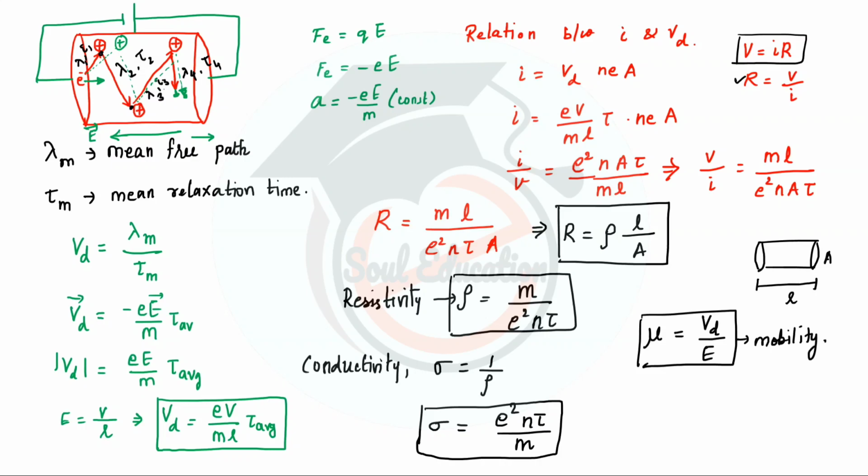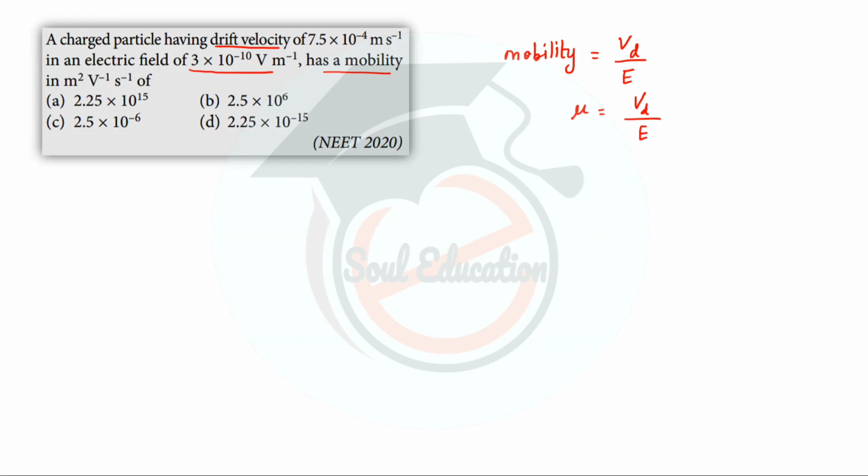So these are the few formulas that you need to keep in mind. This formula is also important: I is equal to Vd into n into e into A. So keep these formulas in your mind. Now let us move to the problem.